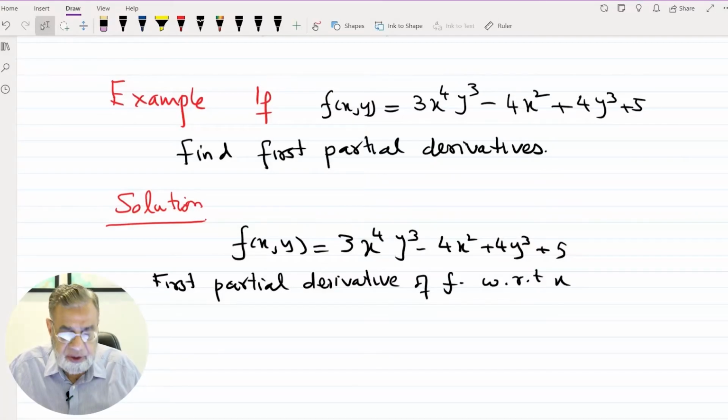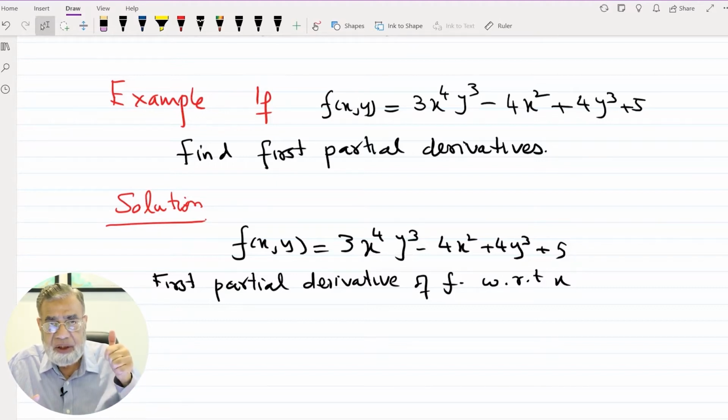Here we want to discuss an example. The function is f(x,y) = 3x^4 y^3 - 4x^2 + 4y^3 + 5. We want to find the first partial derivatives. Finding the first partial derivatives means we take the partial derivative with respect to x or with respect to y. First, I take the partial derivative with respect to x.